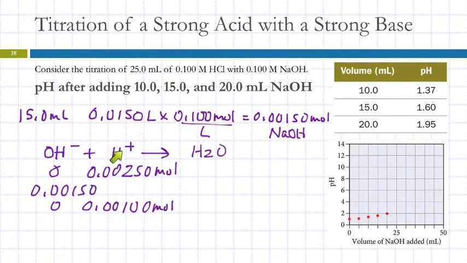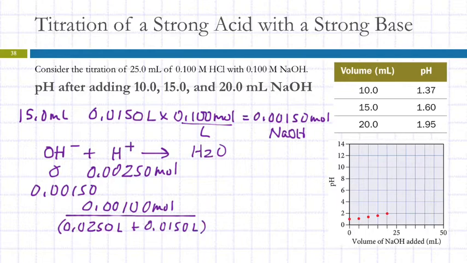I started with this many moles of hydrogen ion. I added this many moles of hydroxide. They're going to neutralize each other. So I'm going to subtract this from my starting number of moles, and that's how I end up with my final number of moles of hydrogen ion. So then we've got moles of hydrogen ion. We need molarity, so we need to divide by the volume. Well, the volume is the initial volume, which is 0.250 liters, plus the 0.0150 liters that we added.